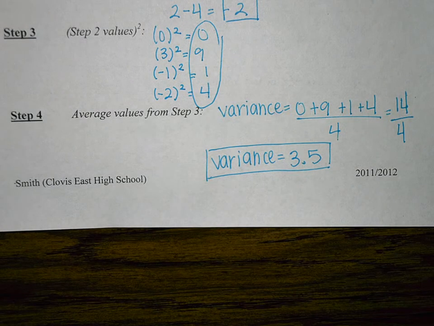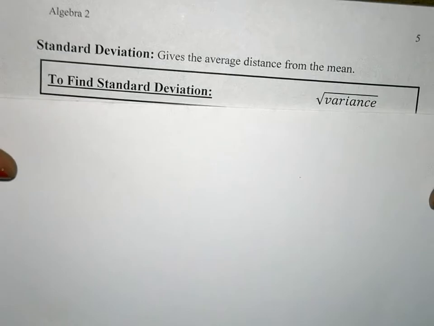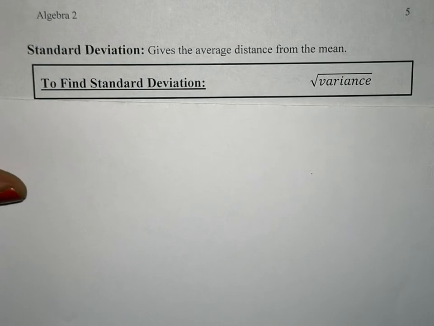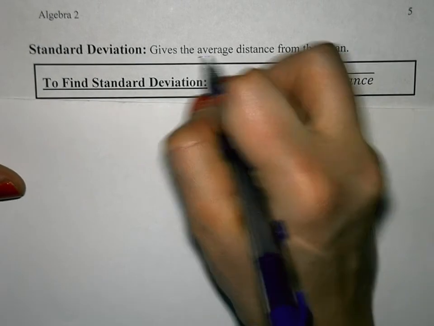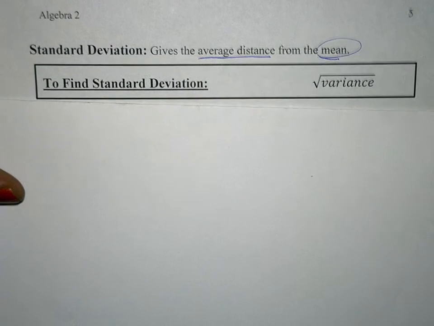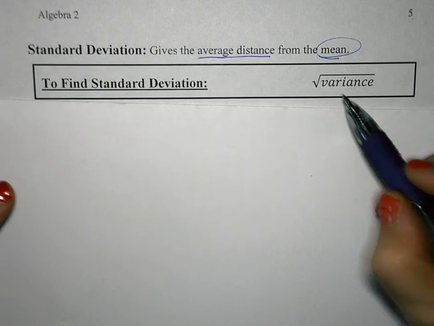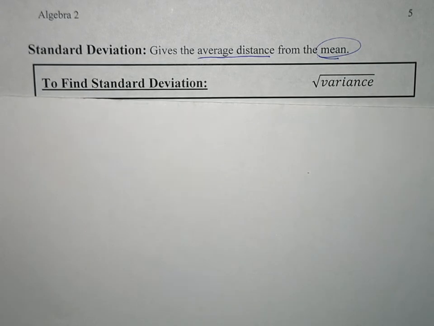So let's then talk about standard deviation. So standard deviation is actually related to the variance. It is the average distance from the mean. So we took our variance, which tells us how spread apart the data is, and then the standard deviation tells us on average how far each piece of data is from the mean. So to find the standard deviation, we just take our variance and we square root it.